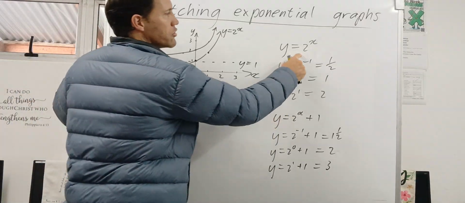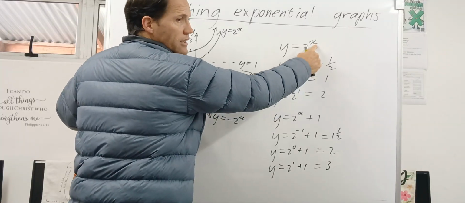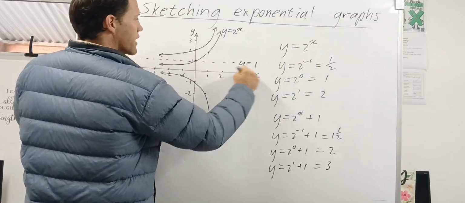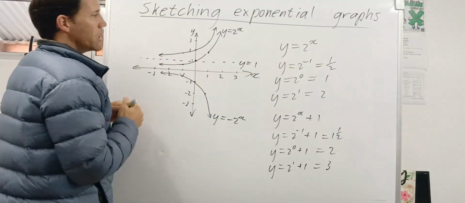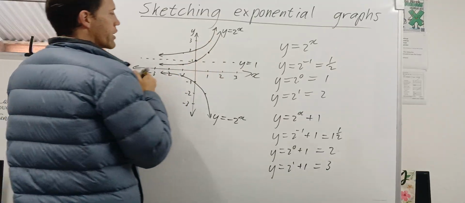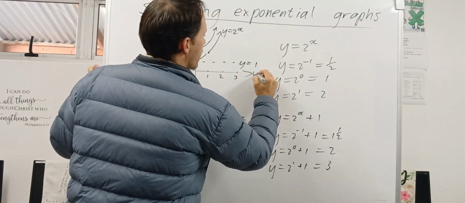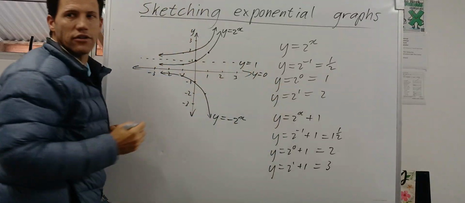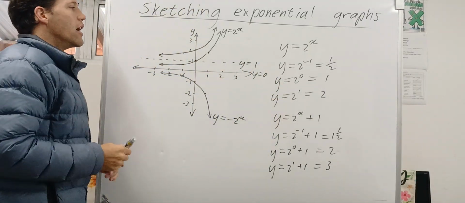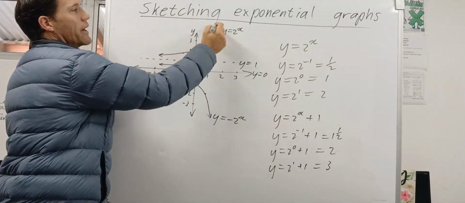If it's just y equals 2 to the power x, it still has an asymptote, but the asymptote is then y equals 0. So even with the original one, you can put next to the original one here, where it's the x-axis, you can put in there y equals 0, because that's your asymptote. Okay, now what about the reflection of this one?